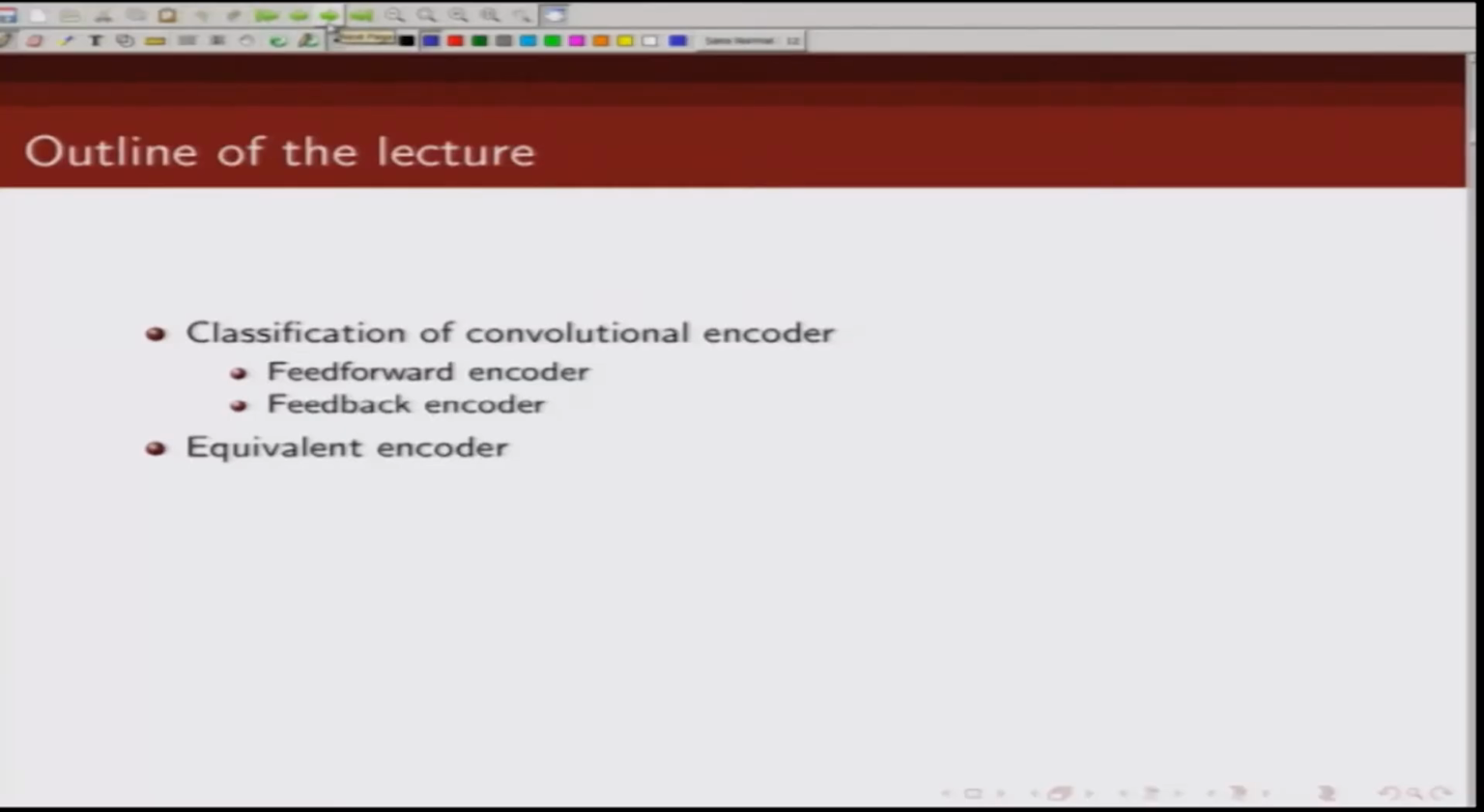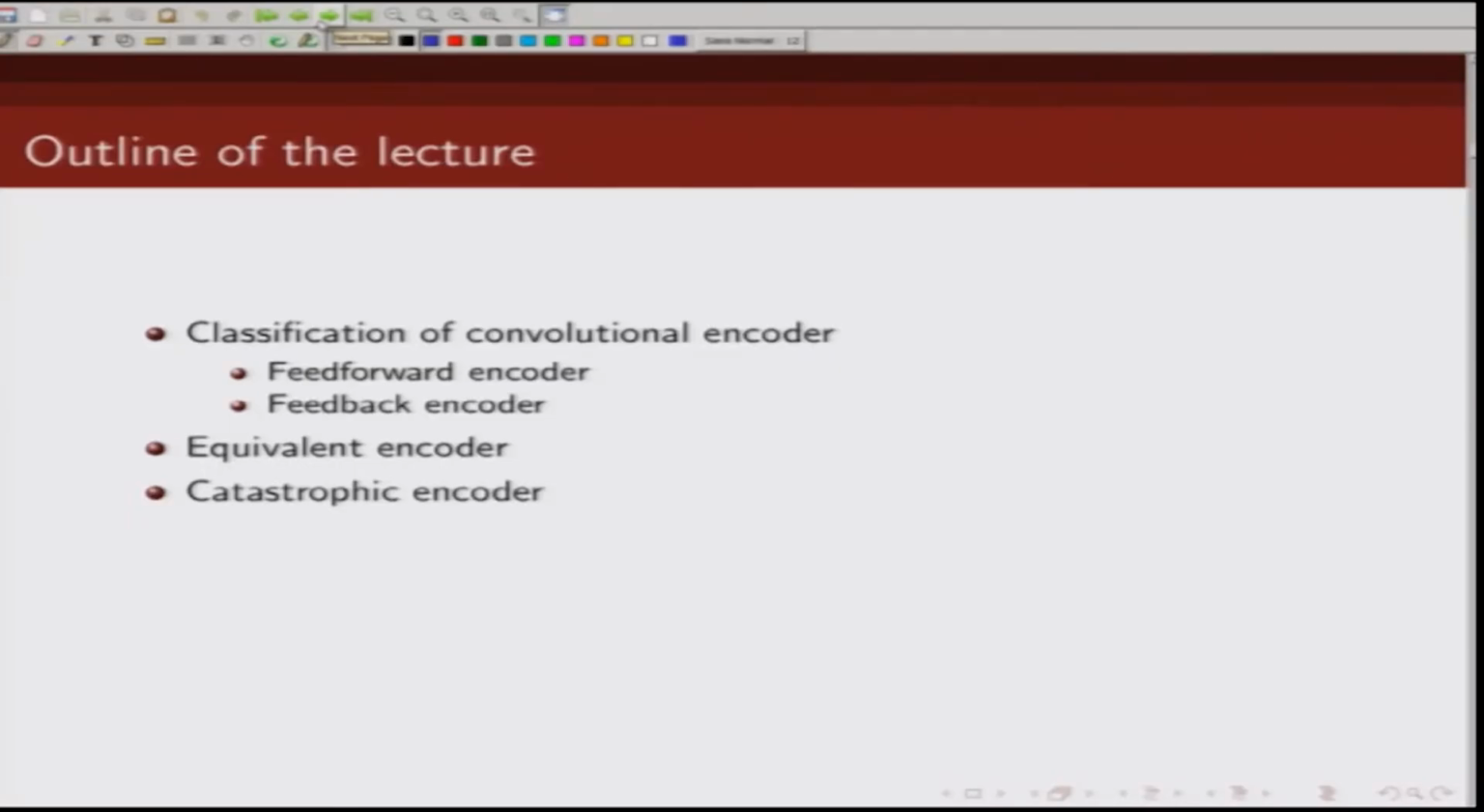The encoder where information bits can be separated out is known as systematic encoder, and in non-systematic encoder we cannot separate out information bits directly from the parity bit. So, we will talk about what we mean by systematic encoder for a convolutional code and a non-systematic encoder, and then we will introduce this concept of equivalent encoders. For every non-systematic encoder there is an equivalent systematic encoder, and through an example we are going to illustrate how we can get its equivalent encoder.